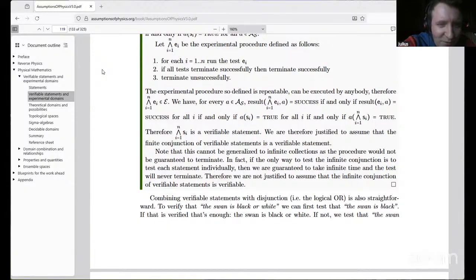Note that this cannot be generalized to infinite collections, as the procedure would not be guaranteed to terminate. In fact, if the only way to test the infinite conjunction is to test each statement individually, then we are guaranteed to take infinite time and the test will never terminate. Therefore, we are not justified to assume that the infinite conjunction of verifiable statements is verifiable.